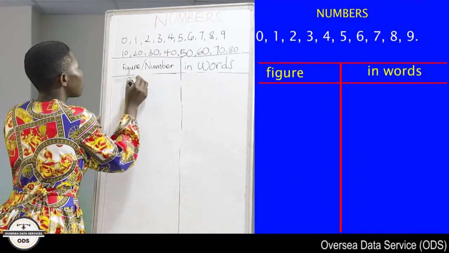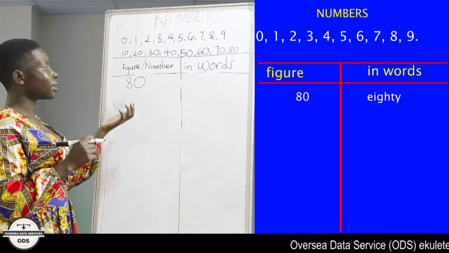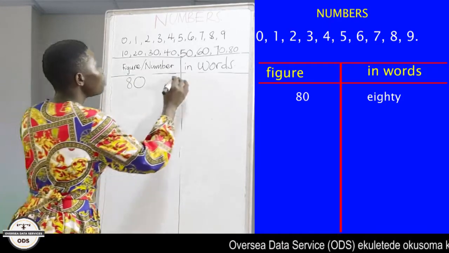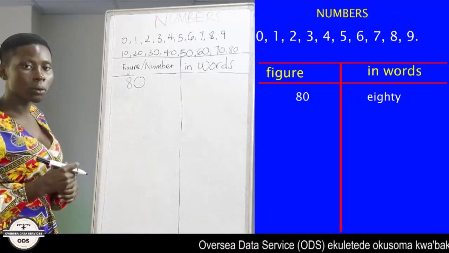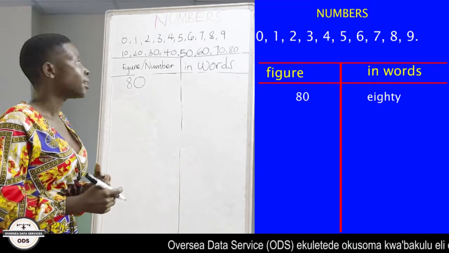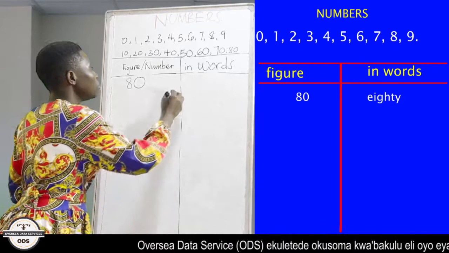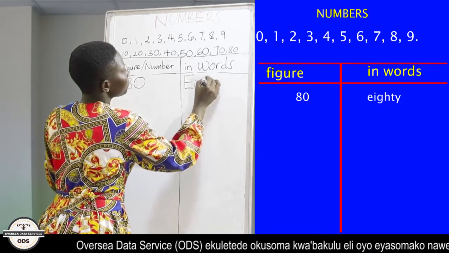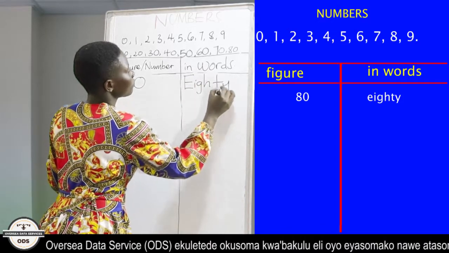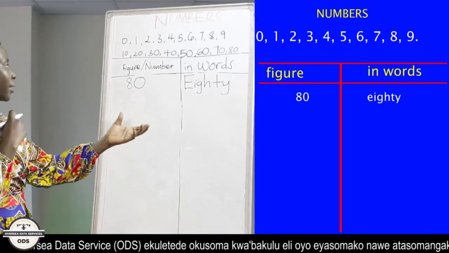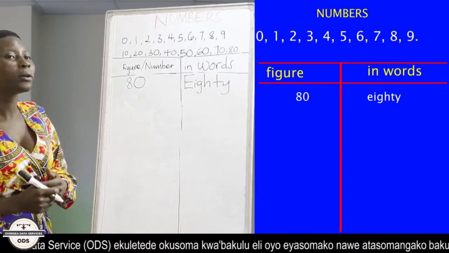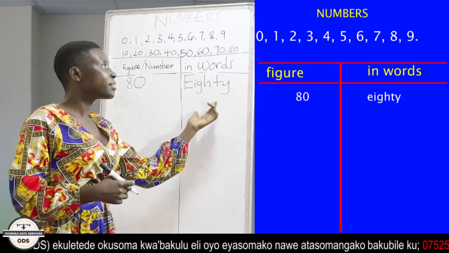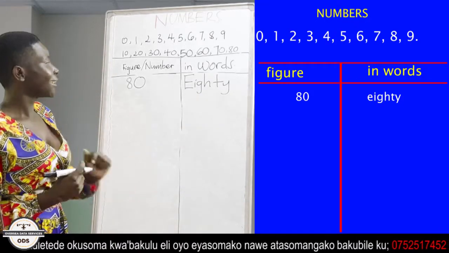8 and 0. That is number chinana. Bachita chinana mu Luganda. Chinana. And how do we call it in English? We call it number 80. Number 80. And how do we write it in words? In words, it is like this. That's how we write it in words. We have 8 and 0, number chinana, and we call it 80 in English, and this is the way we write it in words. Okay?